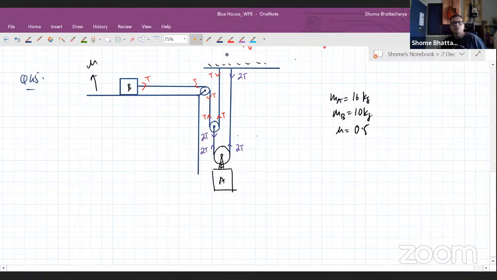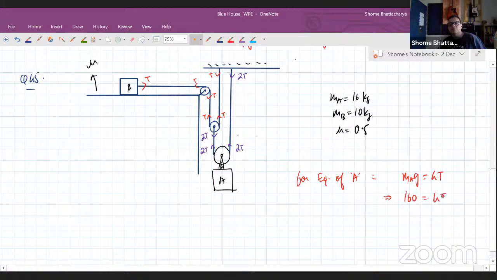So the condition for equilibrium of A: the condition required is that the weight should be balanced by 4T. So 160 newtons should be balanced by 4T. So the tension is only 40 newtons.